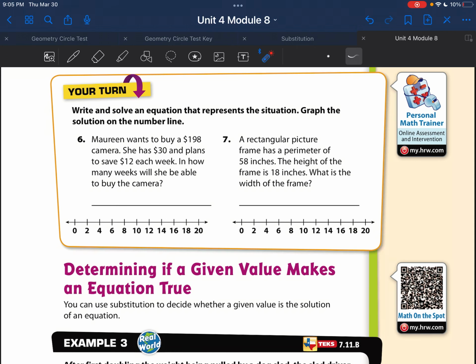Okay, so if you need more time, go ahead and pause that. Teacher, if they need a little bit more time, you can pause that for them if they're not quite finished.